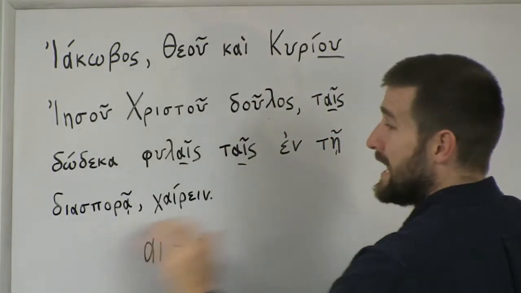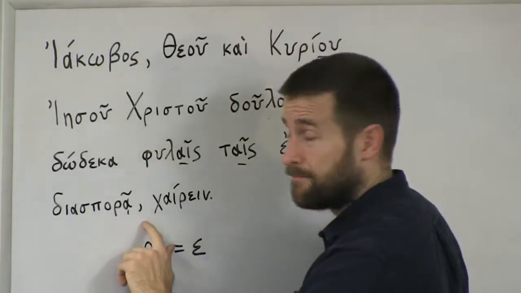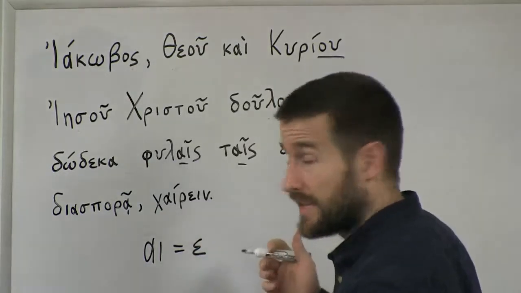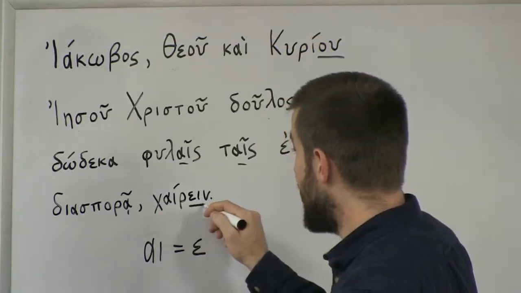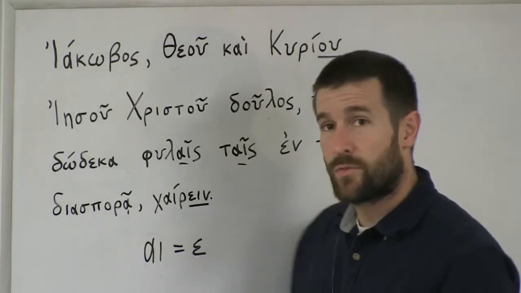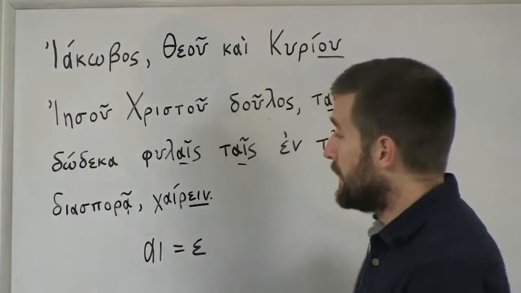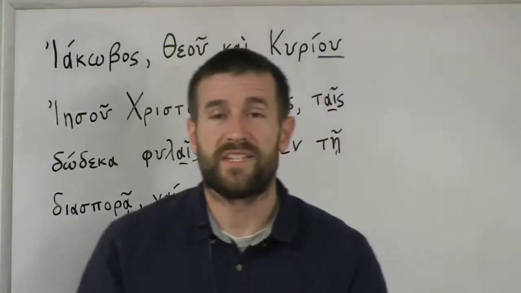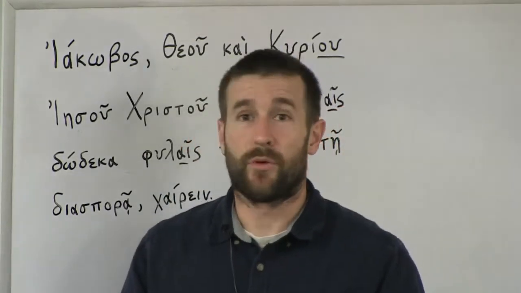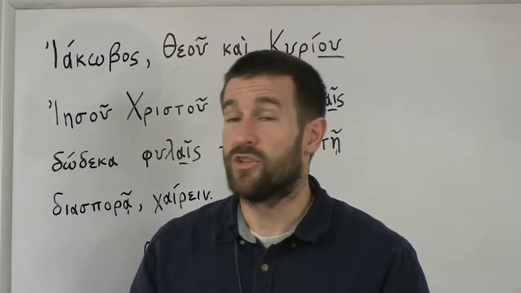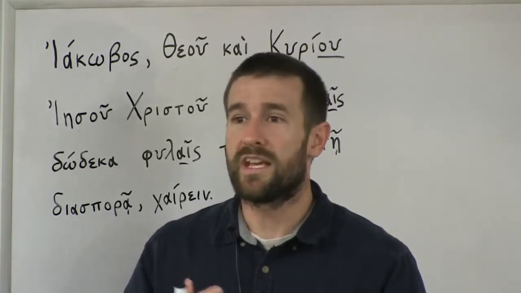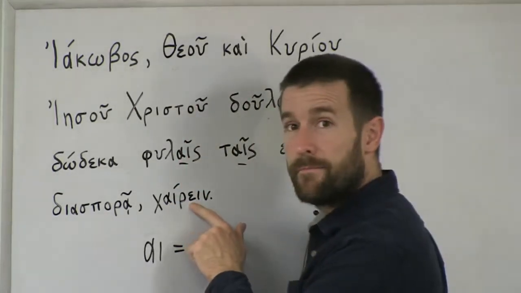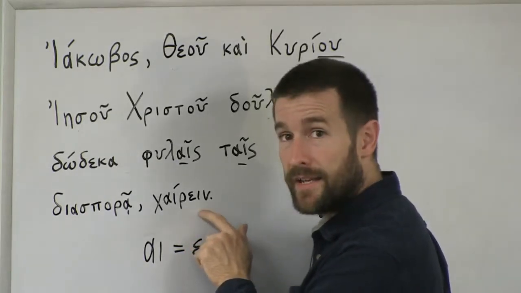So, tes en ti diaspora, and then there's a comma again. Chairein, okay? Now this word chairein means greeting, right? That's how it is in the King James, greeting. Notice these last three letters here. These show us that this word is an infinitive, okay? Now, an infinitive is, in English, the verb preceded by the preposition to. For example, to love, okay? To do, to learn. When we express verbs like that in English with to in front of them, those are infinitives, all right? Well, in Greek, the infinitive has this ending right here, this "ein" ending.